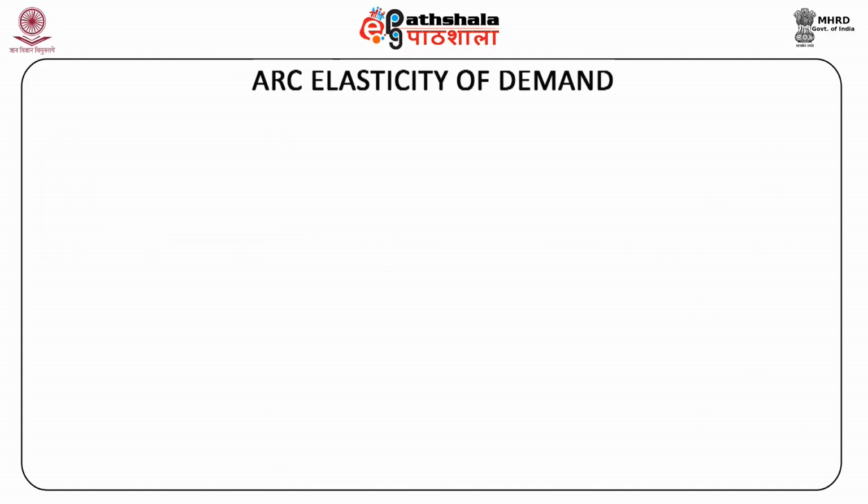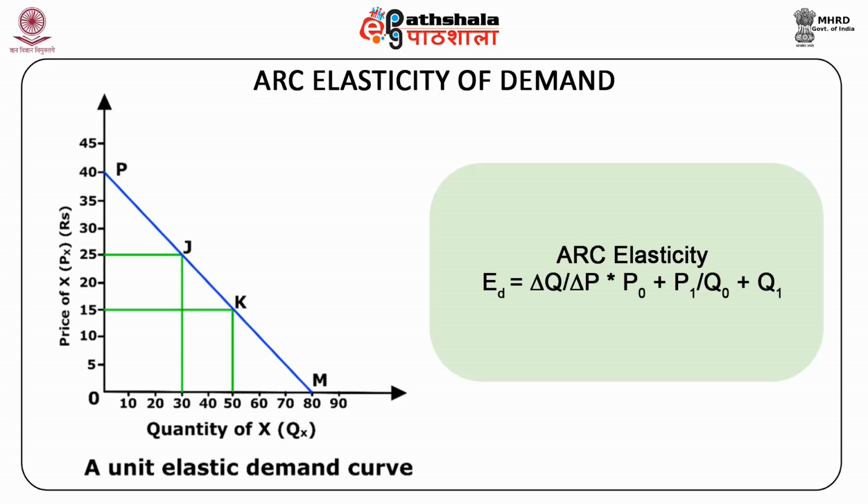When the price elasticity is measured between any 2 points, then it is known as arc elasticity. The arc elasticity is measured by the following formula. ED = change in Q by change in P into (P0 + P1) divided by (Q0 + Q1).